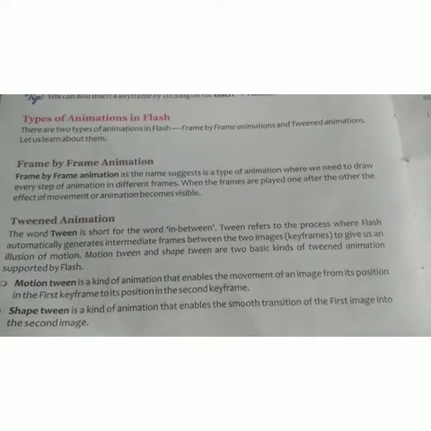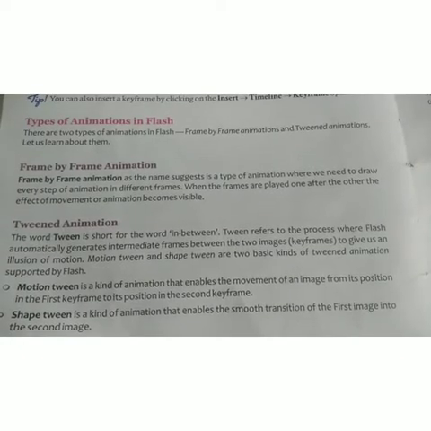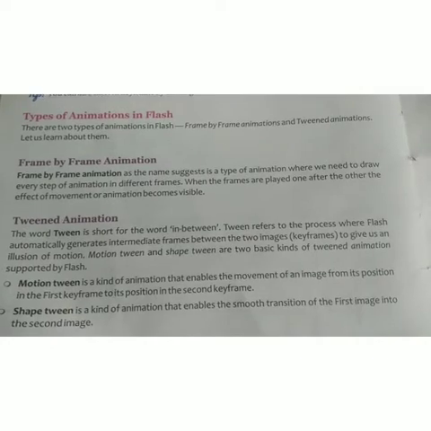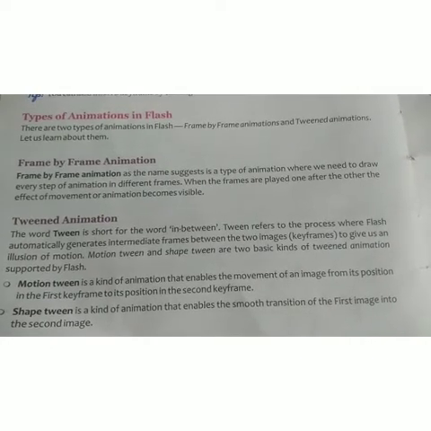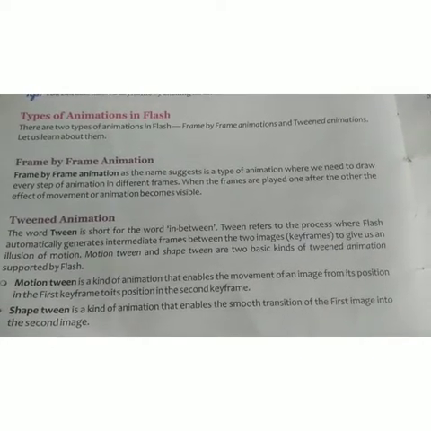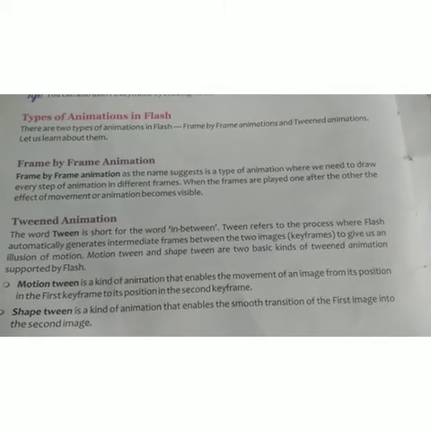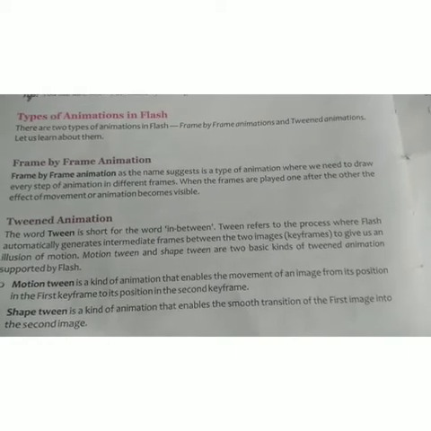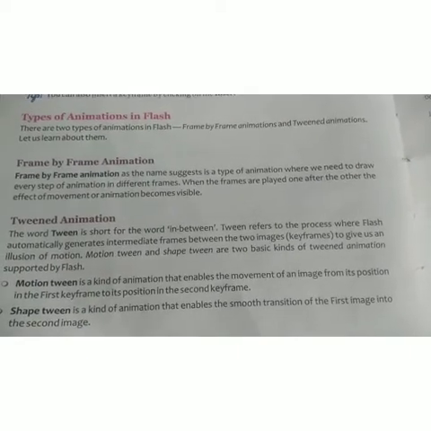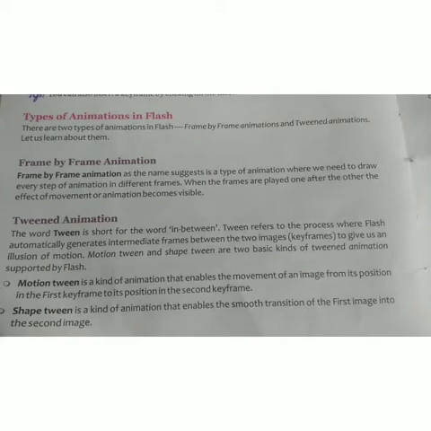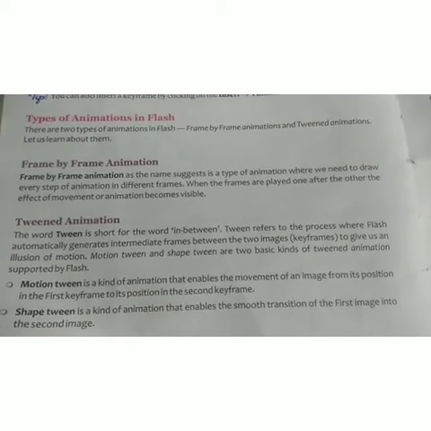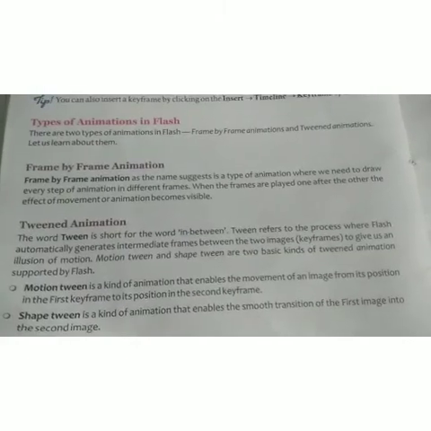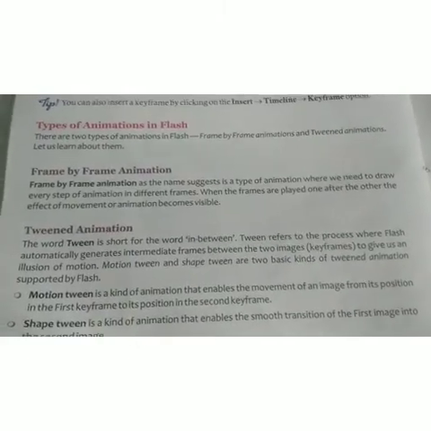Motion tween and shape tween are two basic kinds of tweened animation supported by Flash. First, a motion tween is a kind of animation that enables the movement of an image from its position in the first keyframe to its position in the second keyframe. Second, a shape tween is a kind of animation that enables the smooth transition of the first image into the second image. So students, just read these topics about types of animation in Flash, keyframes, etc.